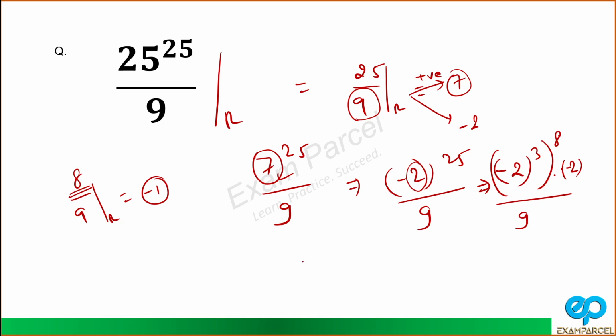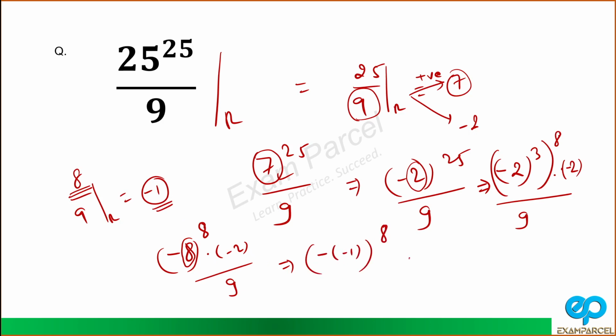So this would become (-8) into minus 2, okay, (-8)^8 by 9. Now I can replace this 8 by minus 1, right? So (-1)^8 into minus 2 by 9. So minus of minus 1, this would become plus. So (1)^8 into minus 2 by 9, remainder.